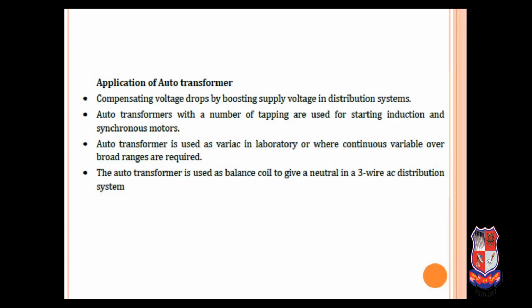We can go through many projects in which we require variation in the voltage, because we can get the direct three-phase voltage of 440 volts. So sometimes we require the voltage in terms of variation, and for that we can use an auto transformer. And the last one: the auto transformer is used as a balance coil to give a neutral in a 3-wire AC distribution system. So again it can be used inside the AC distribution system.